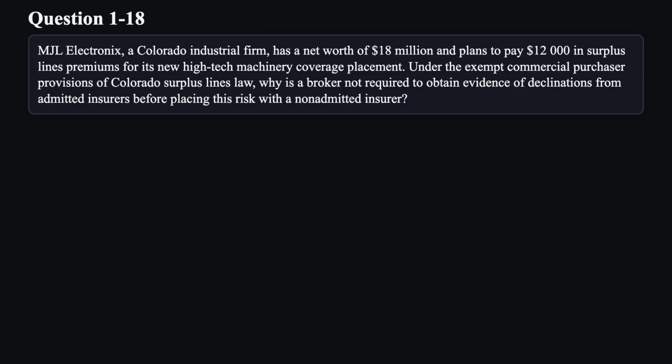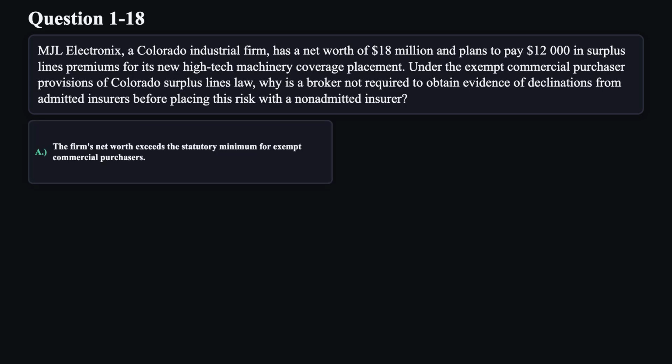Question 18. MJL Electronics, a Colorado industrial firm, has a net worth of $18 million and plans to pay $12,000 in surplus lines premiums for its new high-tech machinery coverage placement. Under the exempt commercial purchaser provisions of Colorado surplus lines law, why is a broker not required to obtain evidence of declinations from admitted insurers before placing this risk with a non-admitted insurer?